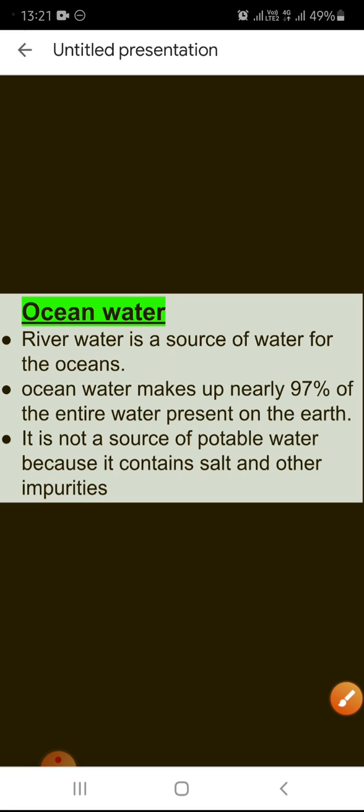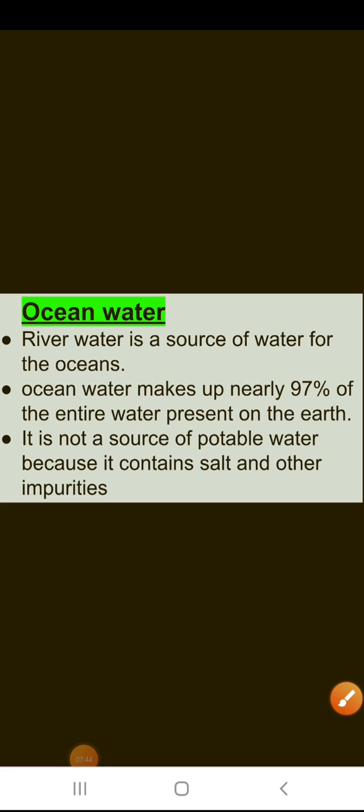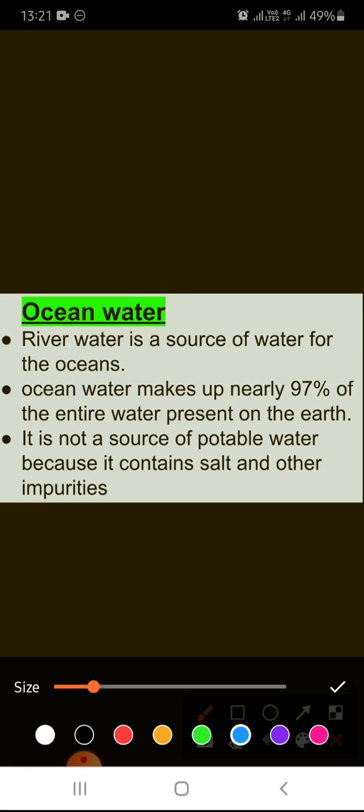Now the next source of water is ocean water. As we all know, oceans are full of water, and river water is a source of water for the oceans; the oceans get water from the rivers. Ocean water makes up nearly 97% of the entire water present on the earth.